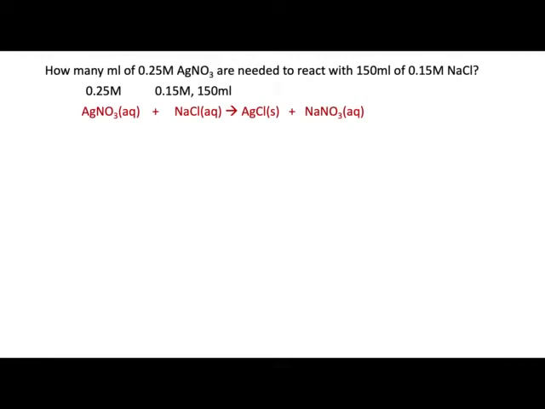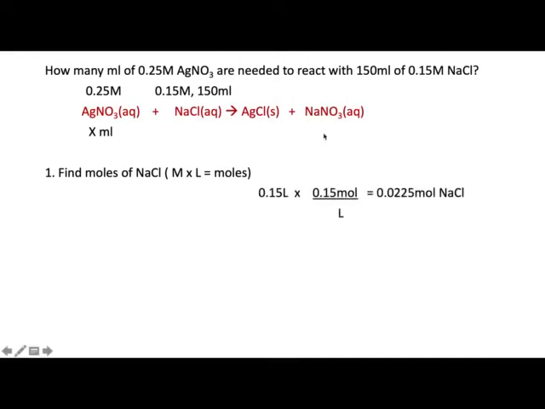Now I start off by taking my balanced chemical equation and I'm going to put the information right over the formula for the substance. And you notice for the sodium chloride I have the volume of it. So I'm trying to find out how many milliliters of the silver nitrate are needed to react with this volume of sodium chloride that has this concentration. So the first thing I'm going to do is find the number of moles of sodium chloride that are reacting. And to do that, I have to take the molarity and multiply it by the number of liters, and that'll give me moles. And I've done it right down here.